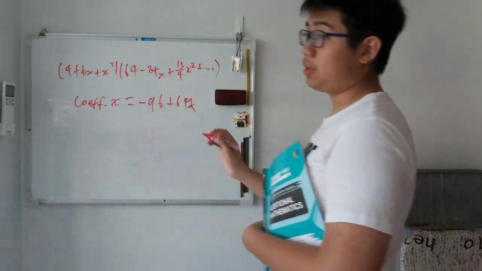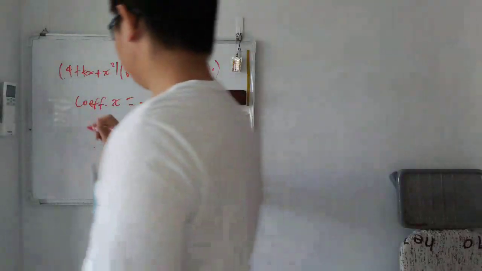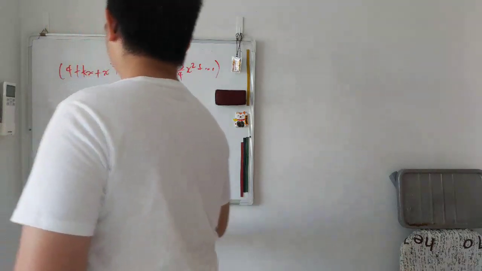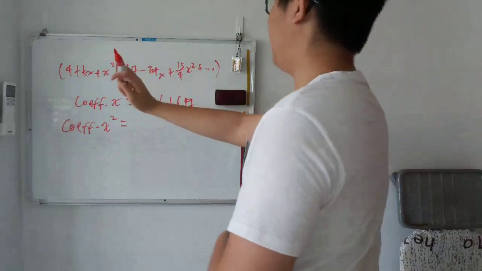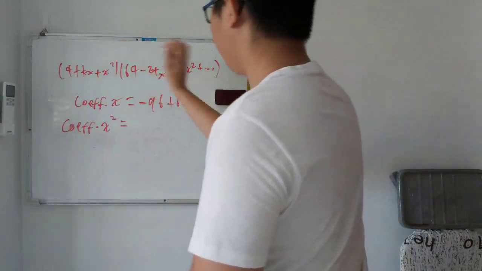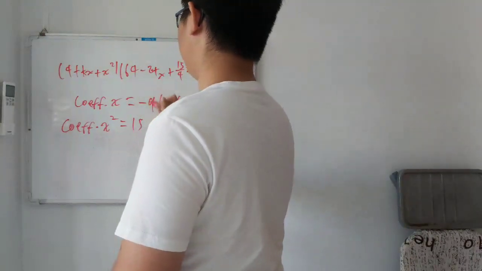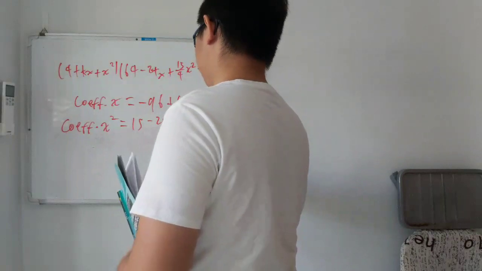We're going to keep this on our mind for a bit because we need to find the coefficient of x squared as well. Okay? How do we find this? We need to multiply this, multiply this. So this will be 15. Then you have 15 minus 24k plus 64, right?